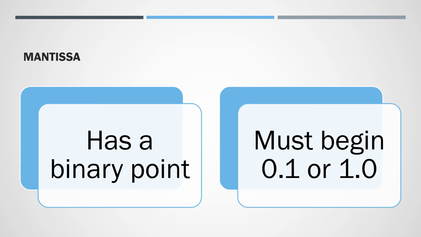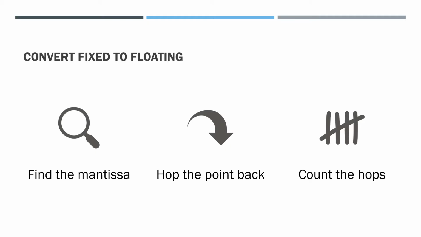So every mantissa has a binary point 1 in from the left. And I don't know if you noticed this, but every mantissa starts 0.1 or 1.0. It always has that pattern. We can use this to help us find the right mantissa. So when we convert a fixed point to a floating point number, we find the mantissa, we hop the point back to where it belongs, and we count how many hops. And the number of hops is the size of the exponent. Basically, we're doing what we did last lesson, but we're doing it the other way round.